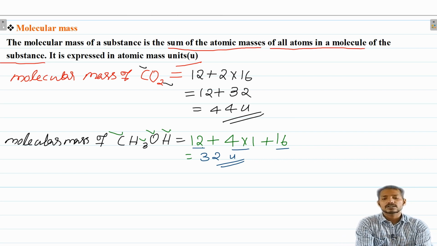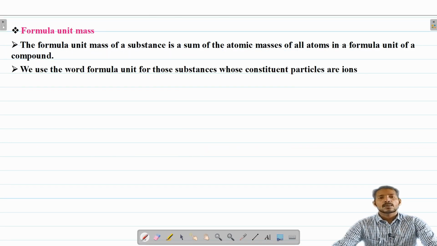So this is all about the molecular mass. How to calculate the molecular mass? Just find the sum of atomic masses of all the atoms present in that molecule. Clear? Next topic is the formula unit mass.